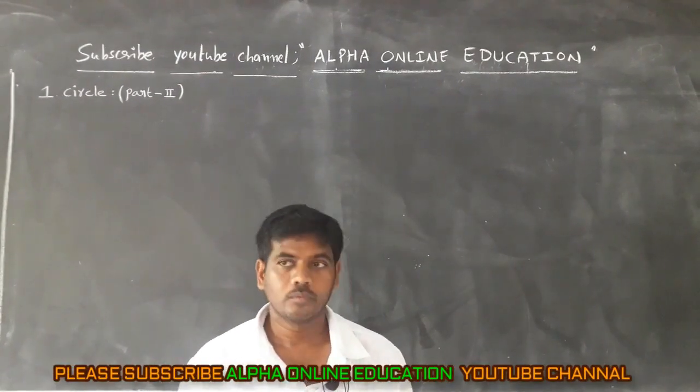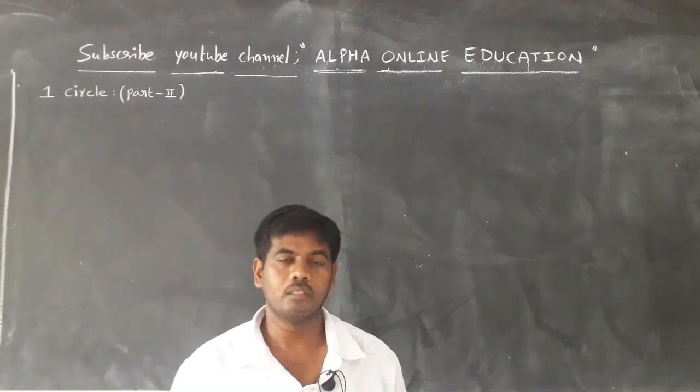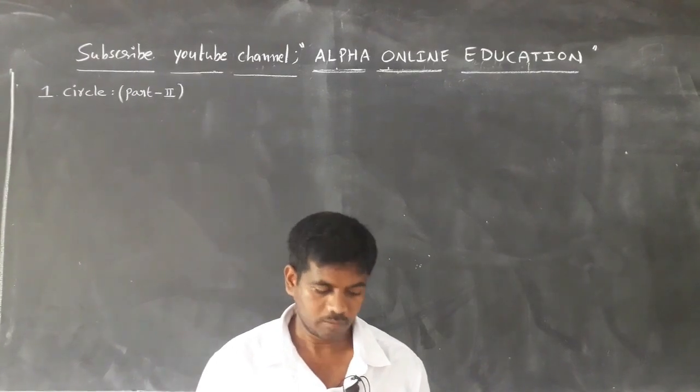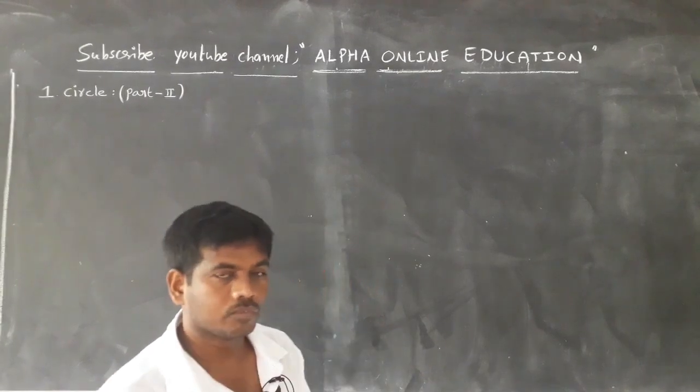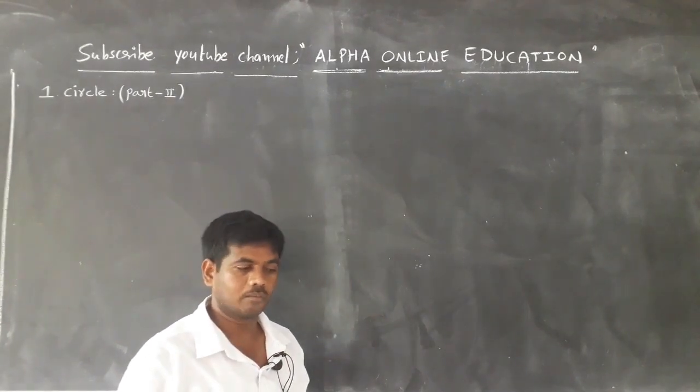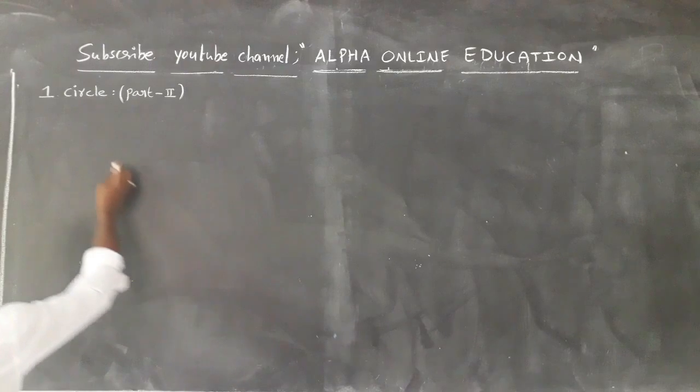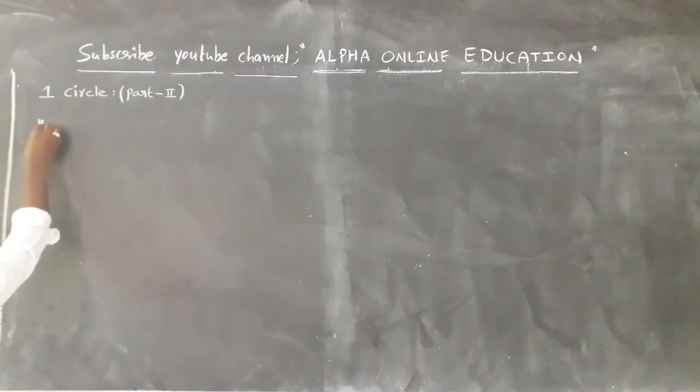Yesterday we discussed the definition of the circle. Today we learn some theorems or formulas. First one, theorem number 1.